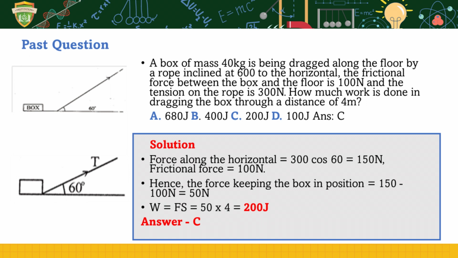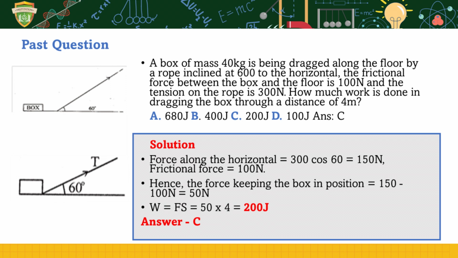Now, if you look at this question very well, you notice that the box is being dragged along an inclined plane. And what is the angle of that inclined plane? 60 degrees. Now, there is a tension operating on that rope that is inclined at 60 degrees to the horizontal. So the first thing we need to do is find the resultant force, because we are asked to calculate work done, and work done is usually force times distance. So we are going to get the difference between the force acting in the rope and the frictional force. Whatever we get, we multiply it by the distance, which will give us our work done.